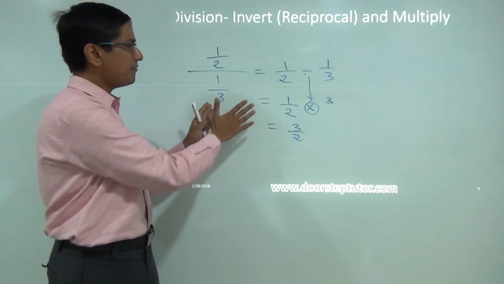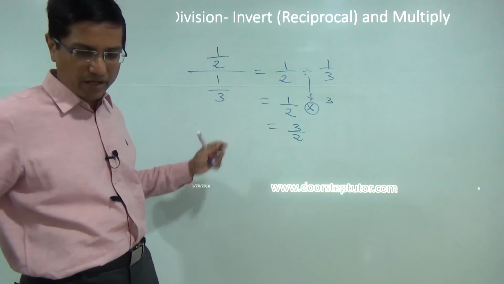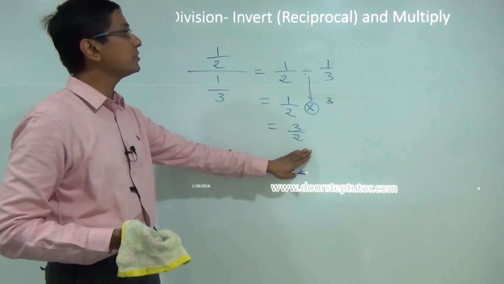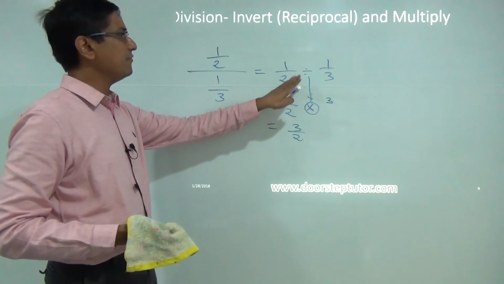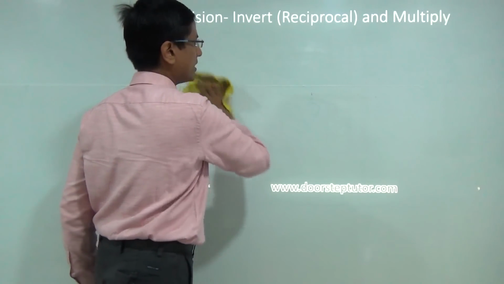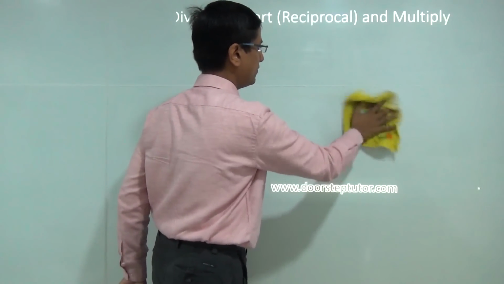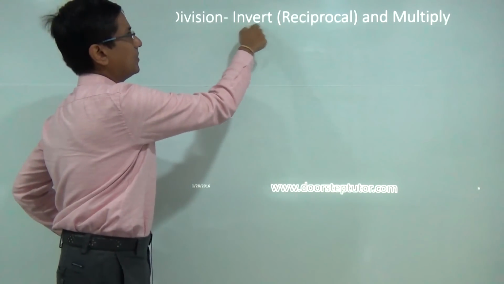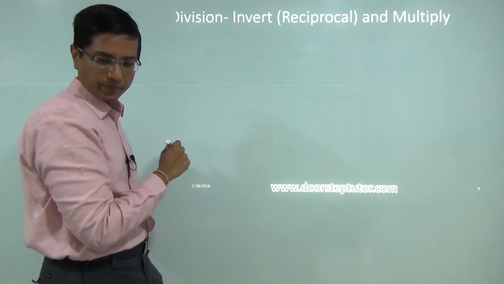Now to understand why this works, we'll take a simple example. So this is the method. This is the method you have to use. But I'm just going to explain why this method is actually correct. We'll develop some intuitive understanding of why this invert and multiply works for division of fractions.